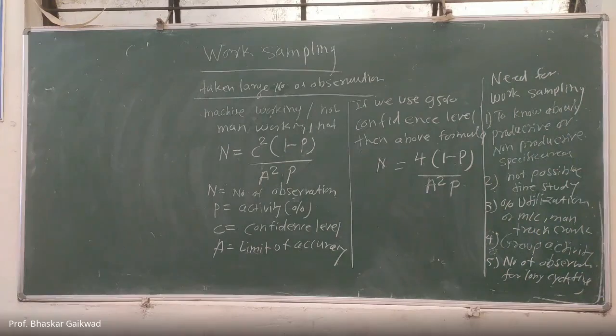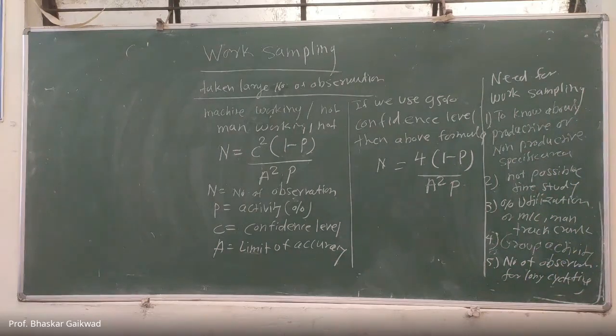Need of number of observation for long cycle time. And last one, it is necessary to observe all machines in a specific area and to record when and why any of the machines were stopped. These are the reasons we're going to find out. So for this purpose, we require the work sampling.